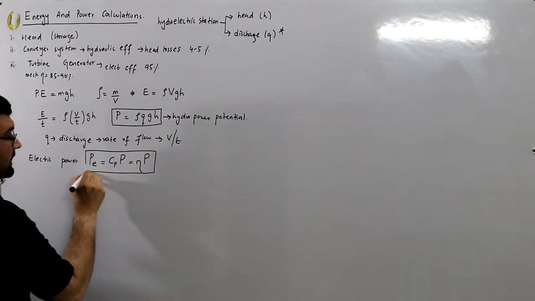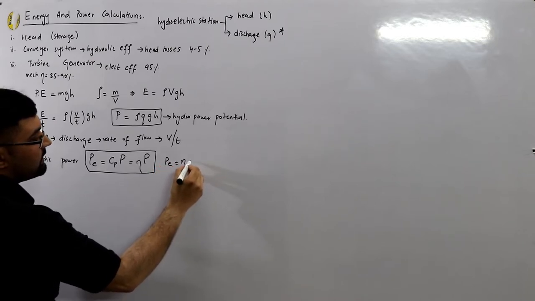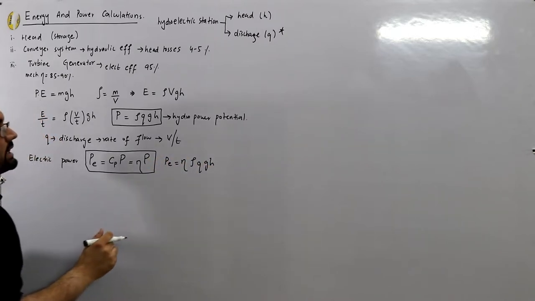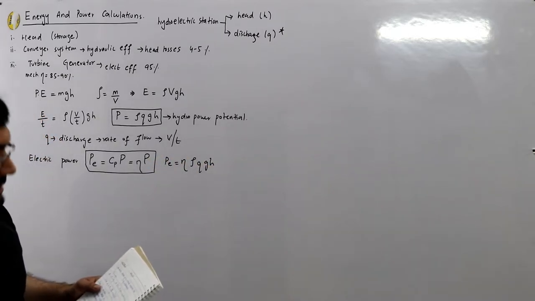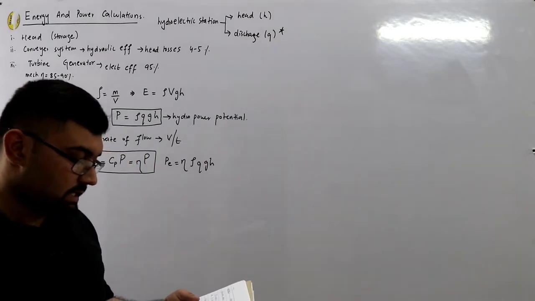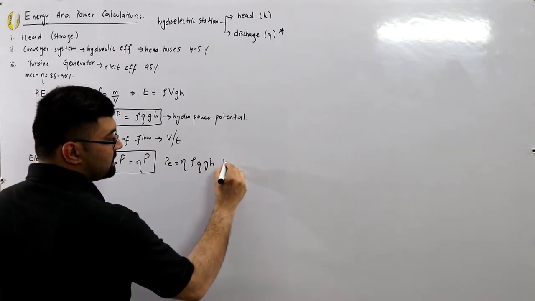So you could say that PE is equal to eta rho Q G H, and this would be in watts, right? Power units are watts.